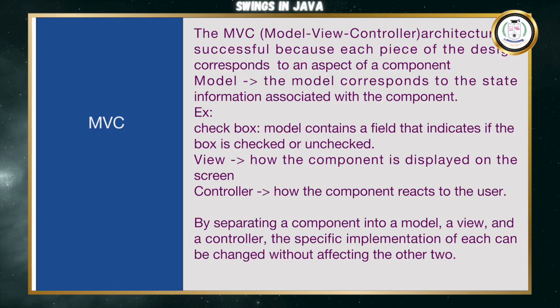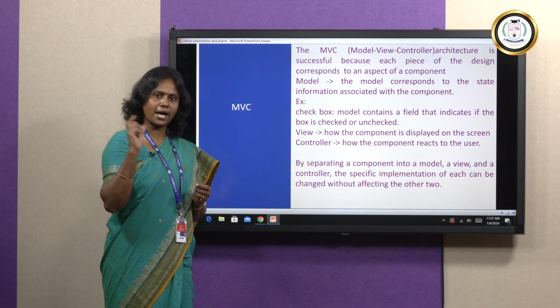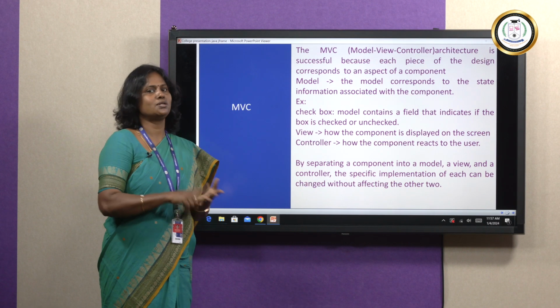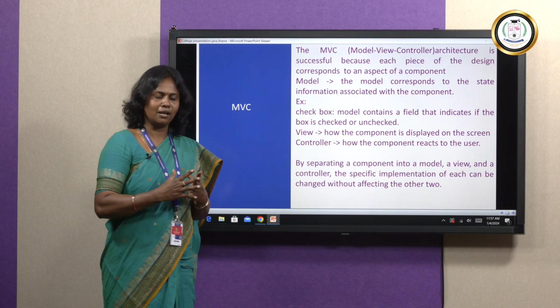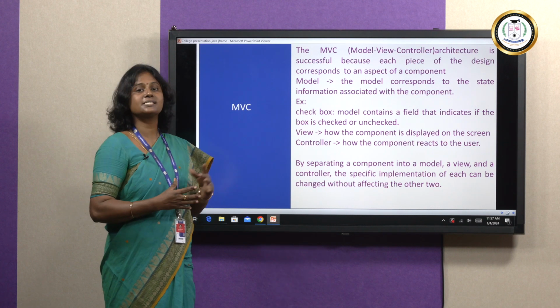Next one is MVC. It is very, very important. Not only Swing, not only AWT, all GUI components should have MVC. What is the meaning of MVC? Model View Controller. What is the meaning of the model? The model of the component, how the component is designed. It is called the model.